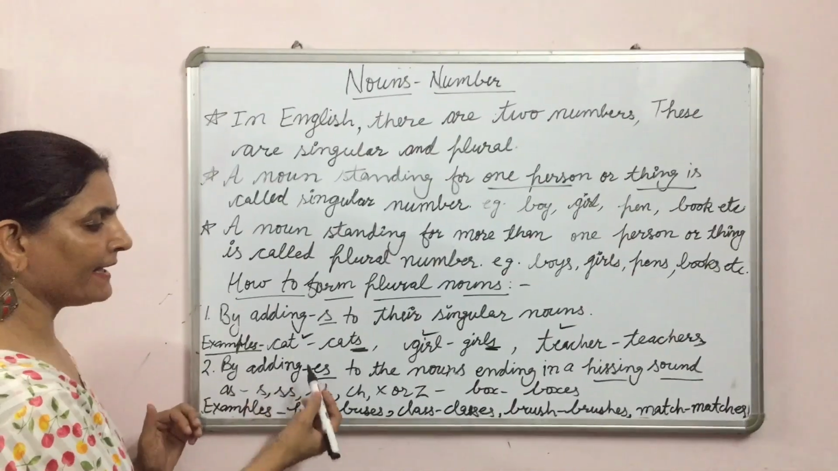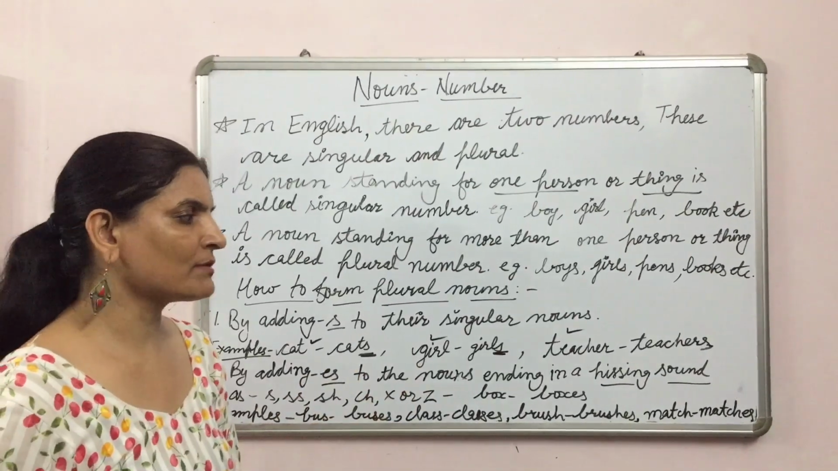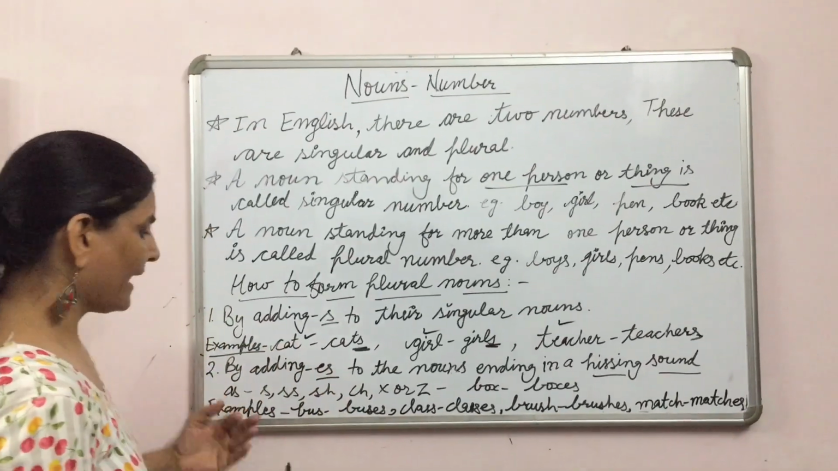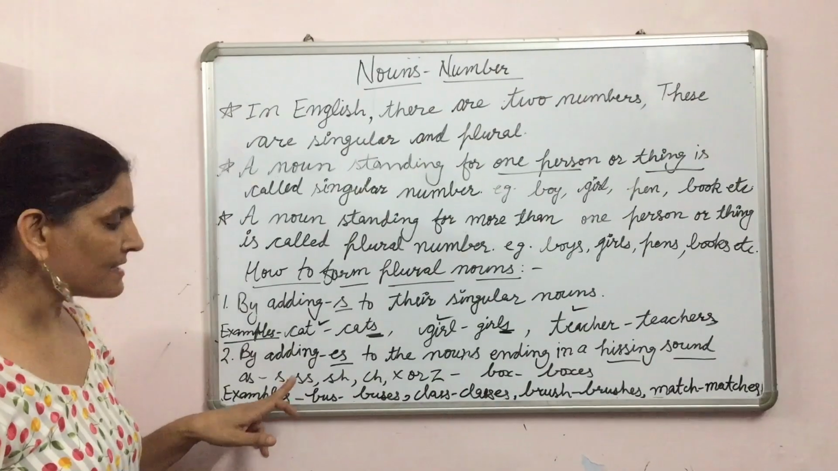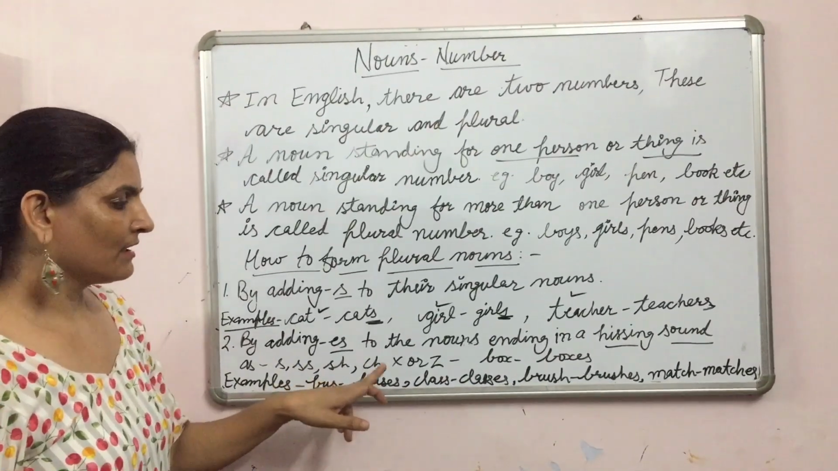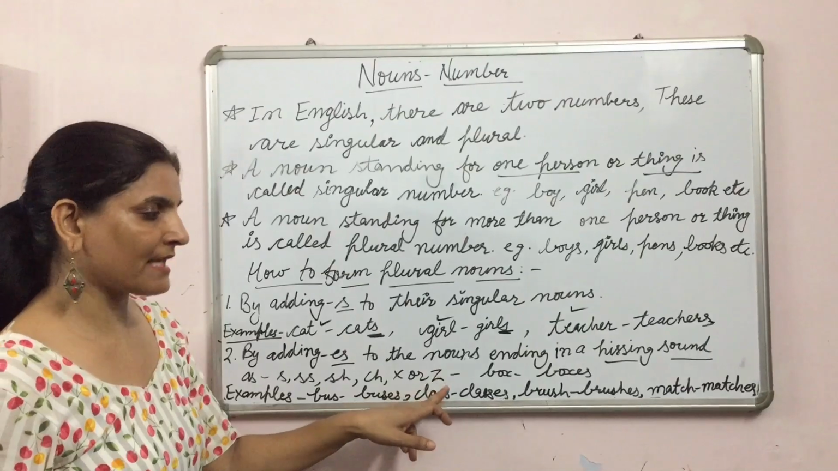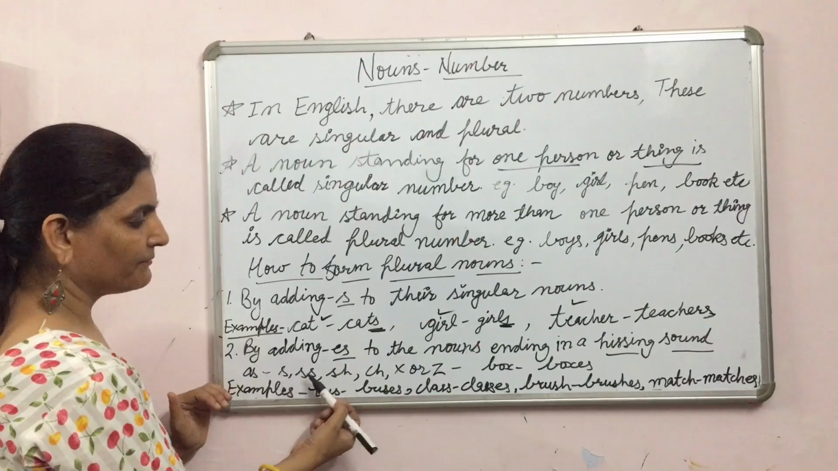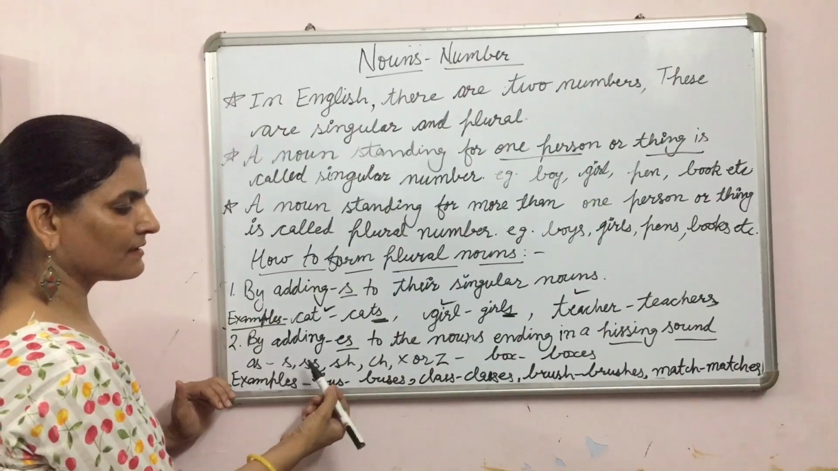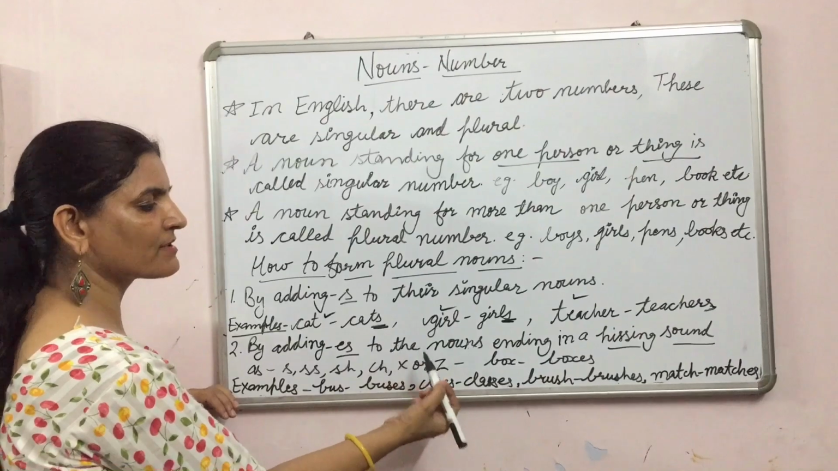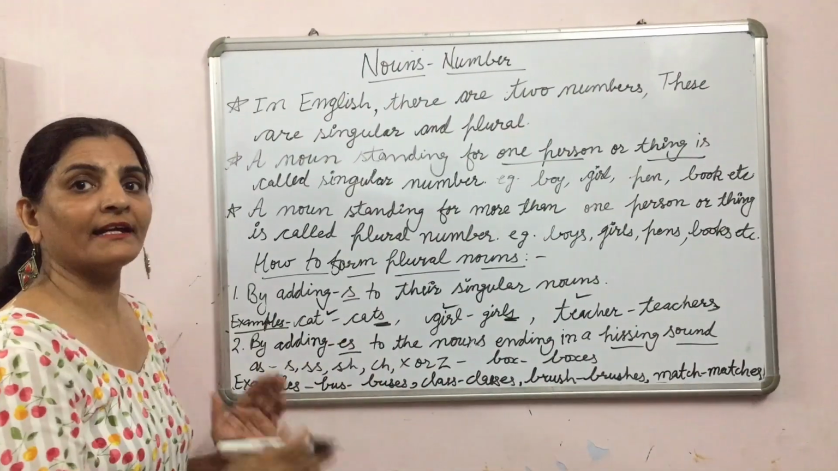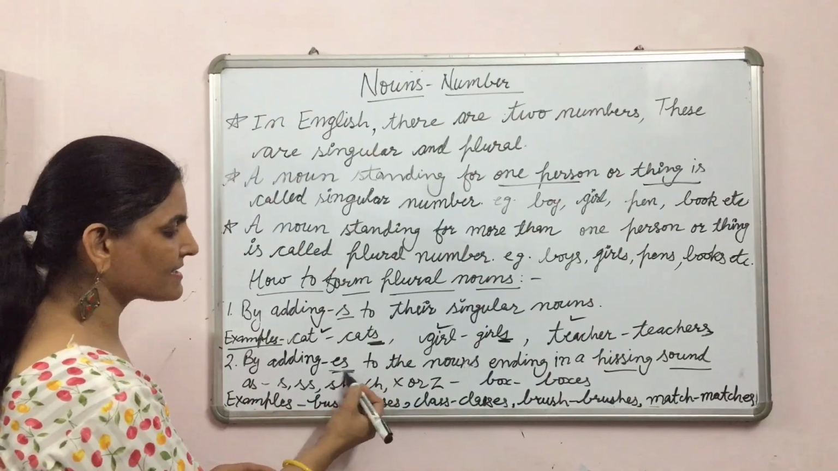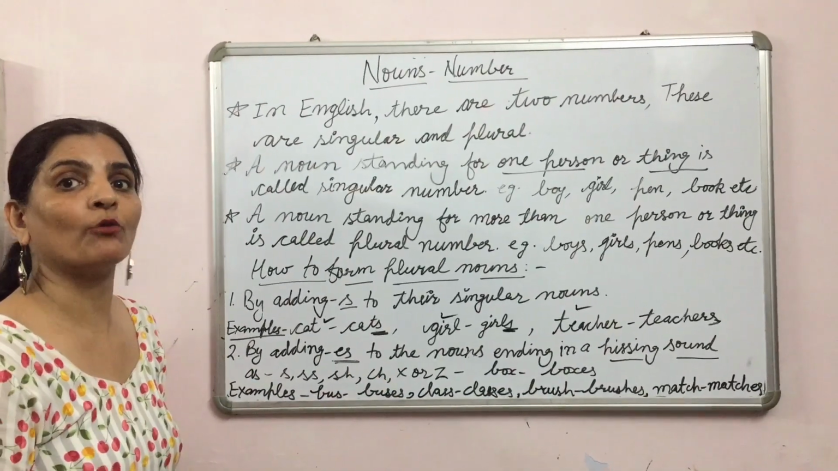The second one is by adding es to nouns ending in a hissing sound. Shh. This is the hissing sound: s, double s, sh, ch, x or z. If these letters are there at the end of a singular noun, then we will put es at the end to make that noun plural.